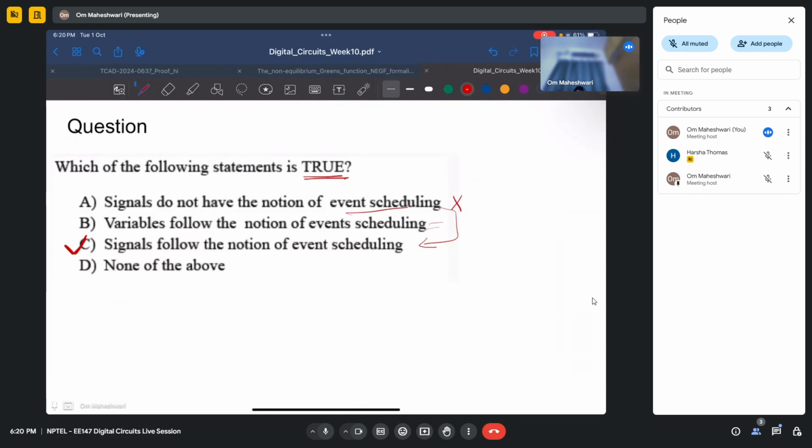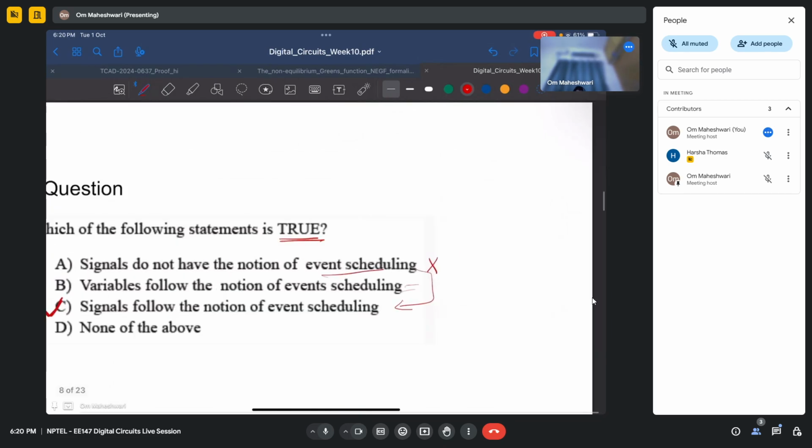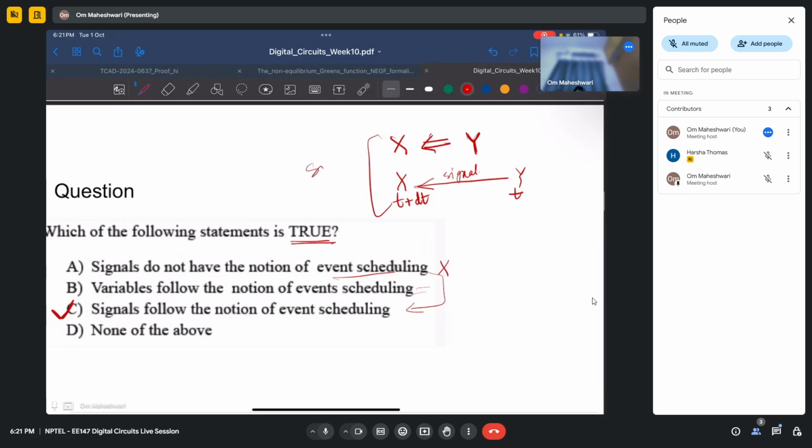Event scheduling means, let's say there's some X you are giving to Y. So there could be some signal line between X and Y. Let's say it starts at time t; at time t plus dt, you'll get this result in Y. Whereas in the definition of a variable, so this is the signal that we define.